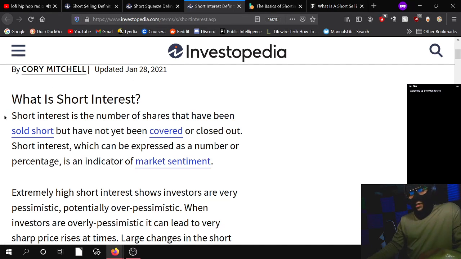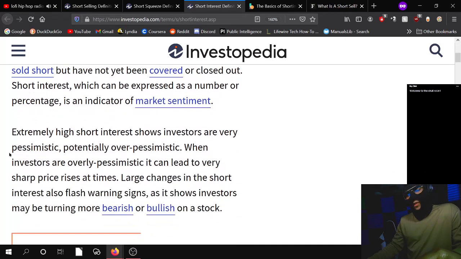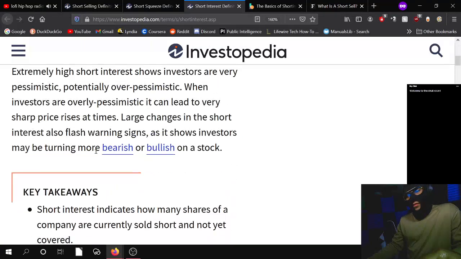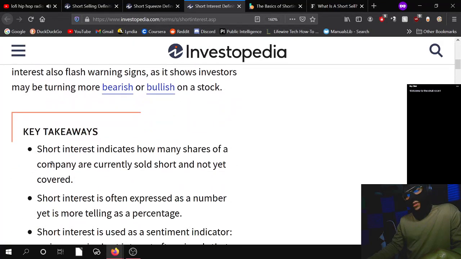Updated January 28th, so it looks like they had to update it, anything related to short selling and short squeeze in general. Short interest is the number of shares that have been sold short but have not yet been covered or closed out. Short interest, which can be expressed as a number or percentage, is an indicator of market sentiment.